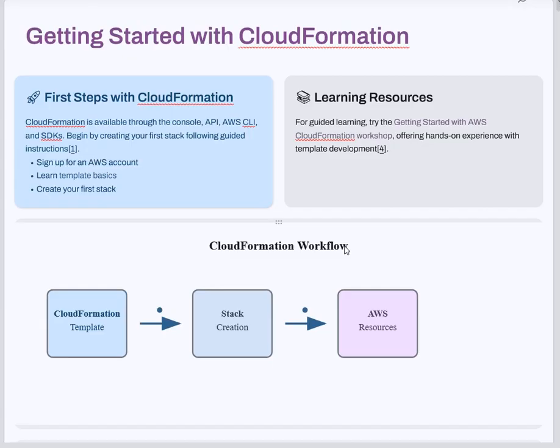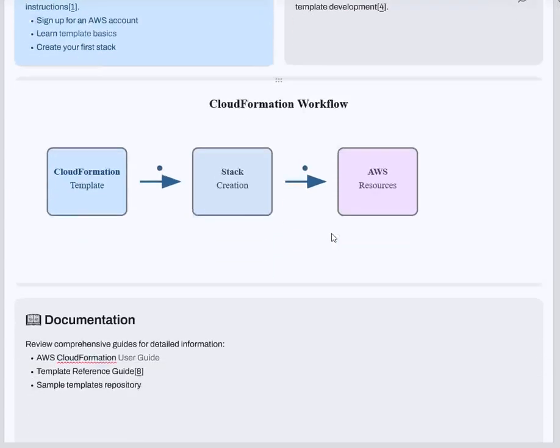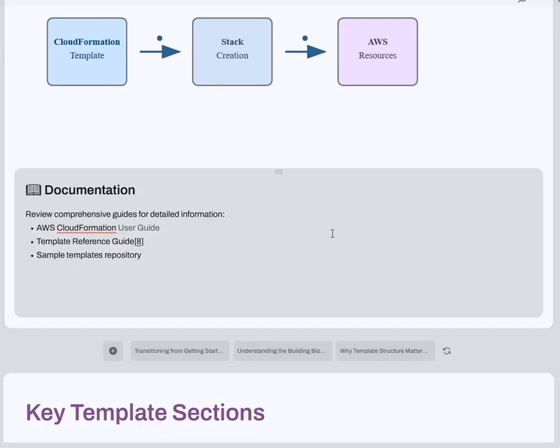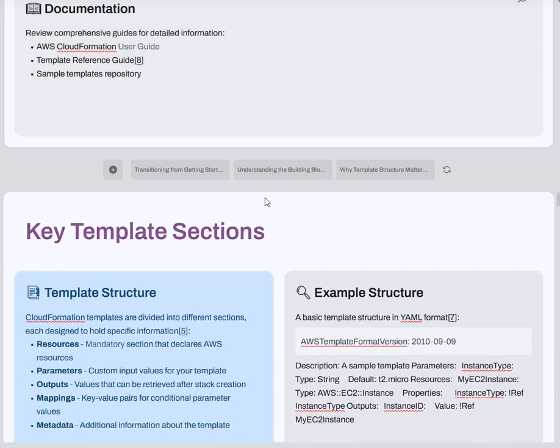So, getting started with CloudFormation. The first step with CloudFormation: it's available through console, API, CLI, SDK. Begin by creating your first stack following guided instructions. That's a normal thing when you sign in to your AWS account, then template basics, create your first stack, right? Getting started with the CloudFormation workshop and some experience, right? So this is the normal flow: the CloudFormation template, stack creation, and you get AWS resources at the end of it, right?